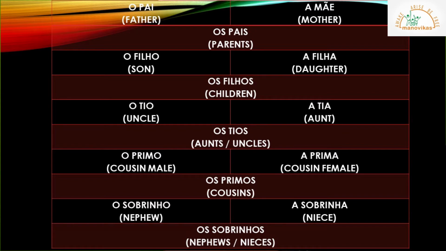O filho, a filha. Os filhos. That is the son, the daughter, and children would be called os filhos. Then if you want to talk about your parents' siblings, for example, your aunts and uncles, you will say o tio, a tia. So o tio is uncle, a tia is the aunt. Together your uncles and aunts will be os tios. But remember, if you want to talk about only your aunts, you will say the same word. A tia is singular, as tias is the plural form.